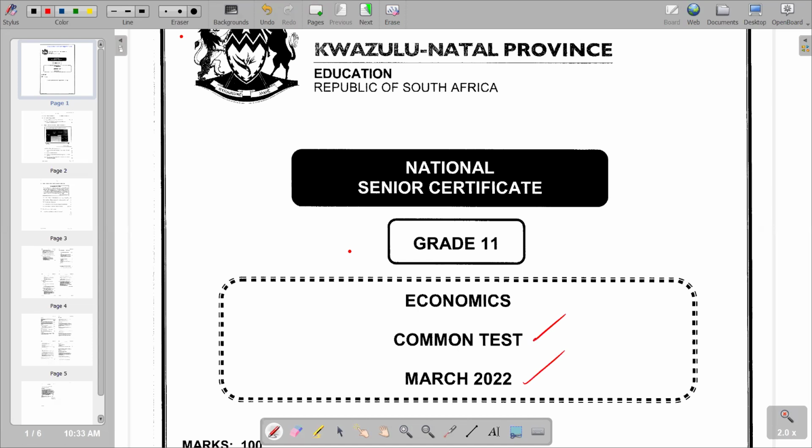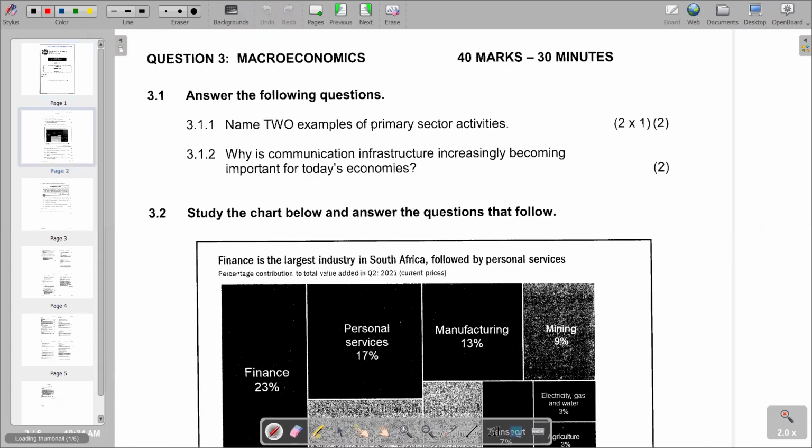Then we have got a question paper from the KwaZulu-Natal province. So basically, that's what we have. And we are going to look at section B, that is our question 3. We go to our question part, where we have question 3, which is on macroeconomics. The question has 40 marks and requires you to spend on average 30 minutes. So basically that's what we have.